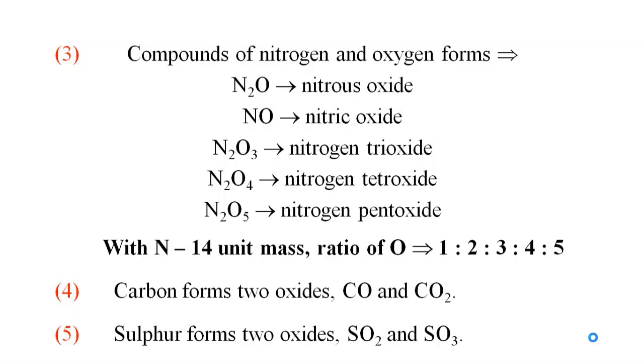The ratio between the weights of oxygen in all the above listed oxides, which combines with 14 parts by mass of nitrogen, is 1:2:3:4:5. That is in simple whole number ratio. Since the ratio comes out to be simple whole number, therefore the law of multiple proportions is supported.